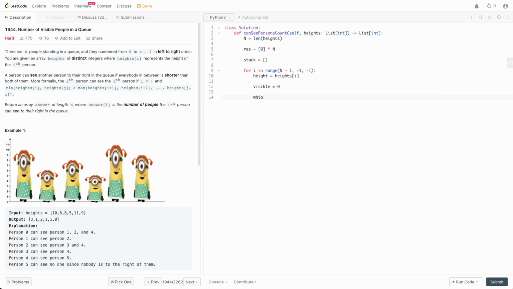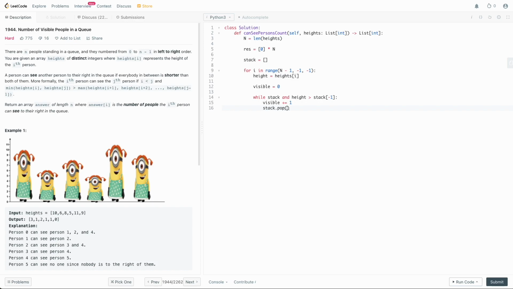And what we want to do is, while the stack is not empty and the current height is greater than whatever is at the top of the stack, we're going to say, okay, that means that we have one person visible. And remember that we want to keep our stack monotonic, and it's going to be monotonic increasing.